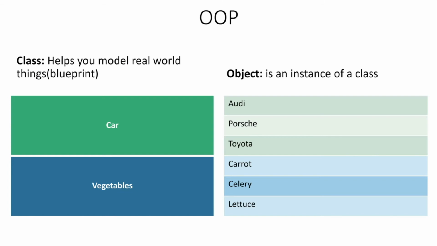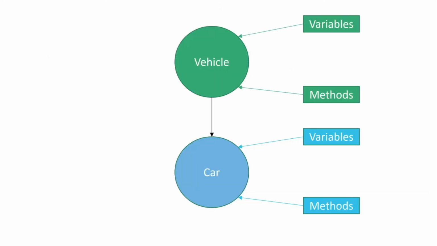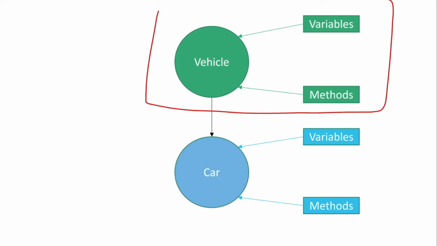So now, let's talk about inheritance. Here, as you can see, we're continuing with the car example. You have a vehicle, right? It has its variables and methods. A truck is a kind of vehicle. A plane is a kind of vehicle. But we also have a car.